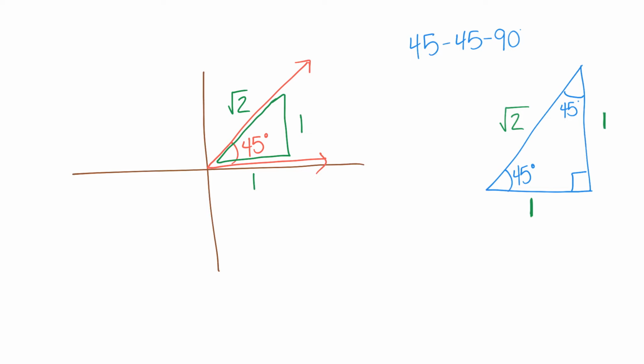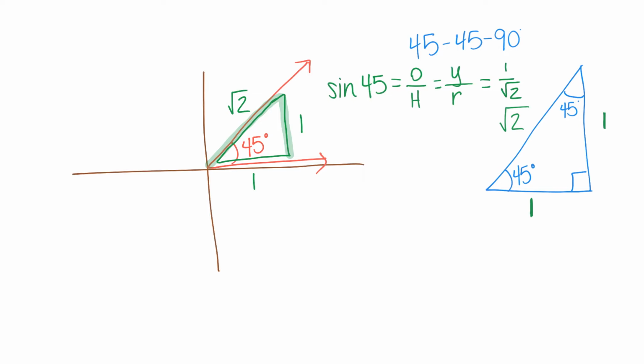Okay? That means if I want to know the sine of 45, I know that sine is opposite over hypotenuse, and I know that opposite is now considered y, and I know that hypotenuse is now considered radius, right? So that means right here I've got 1 over root 2. So the sine of 45 is 1 over root 2.